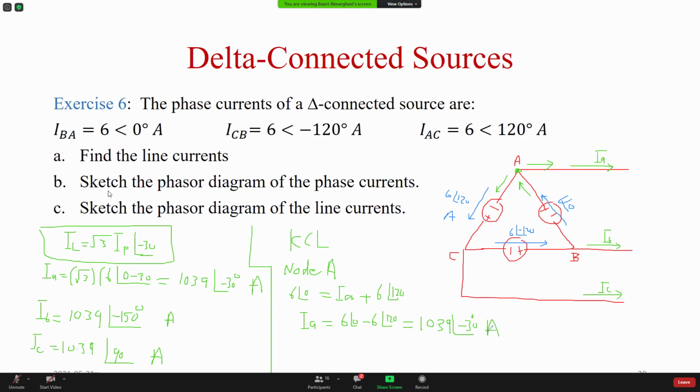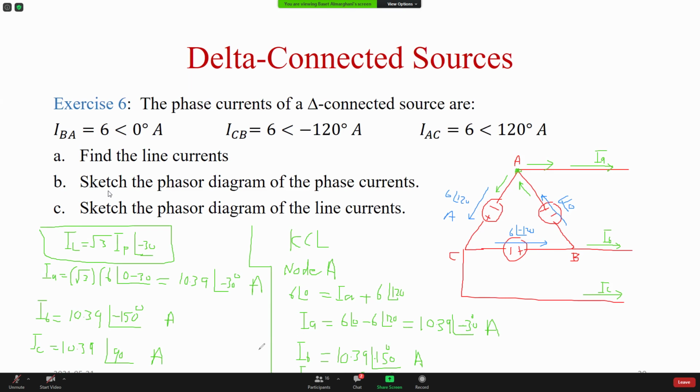And once you find the first one, the other ones have the same magnitude because the system is balanced. So you know they're 10.39, 10.39. And because the sequence is positive sequence, you take minus 30, minus 120, you get minus 150. Then minus 30 plus 120, you get 90 ampere.